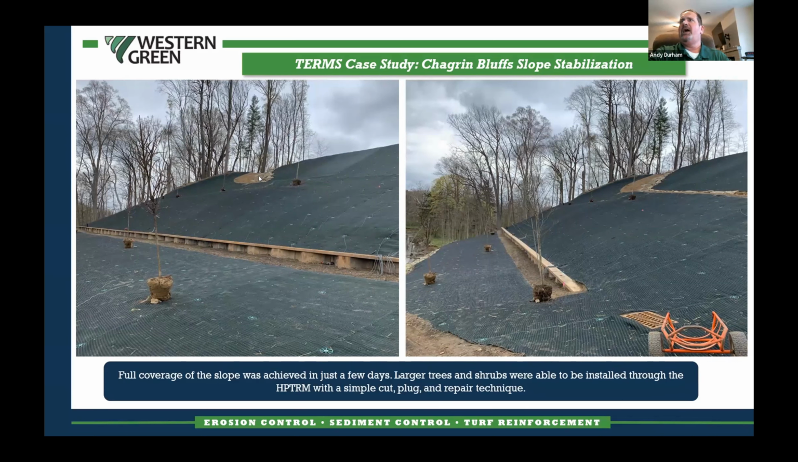The owner, the property owner, at the last minute said that they wanted an access path, a switchback path from the top of his lot down to the river. So we were able to actually incorporate that into the construction as we were going along.